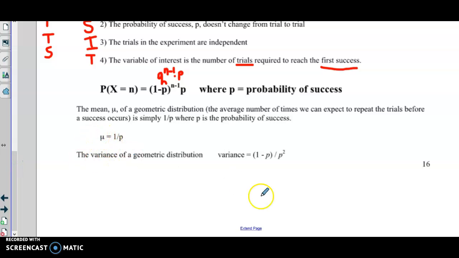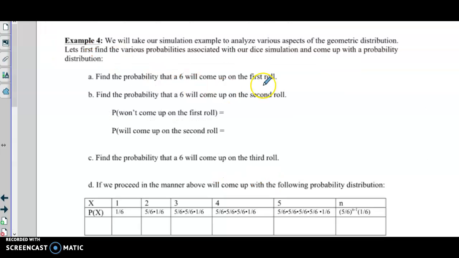Here are my formulas for mean and standard deviation. Well, mean and variance. Remember, standard deviation is just the square root of that. Square root of q over p squared. That's my standard deviation. And let's just do one. I'll do it with the formula and with the shortcut.